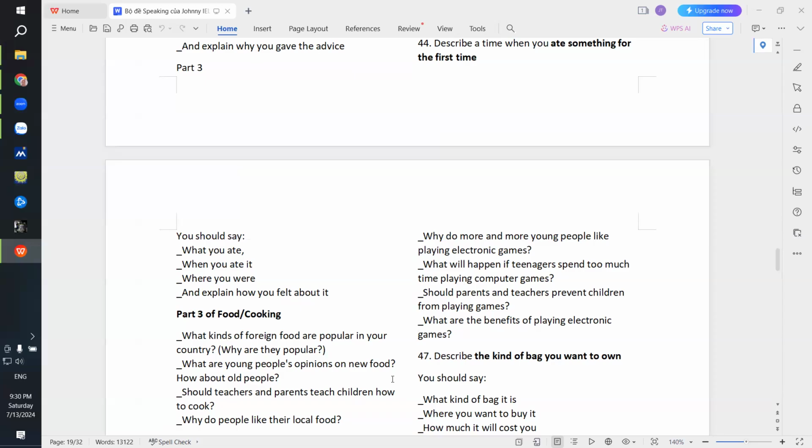Of course, young people are much more accepting of new food. They are willing to try new things, but old people, nah, not really. They're just very conservative in a way, you know.